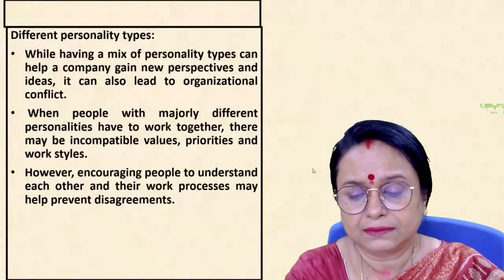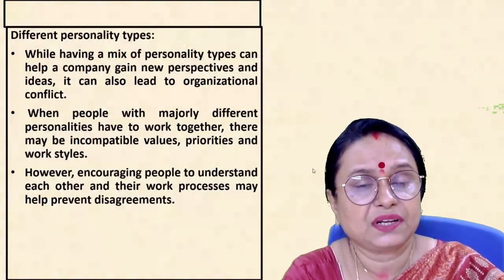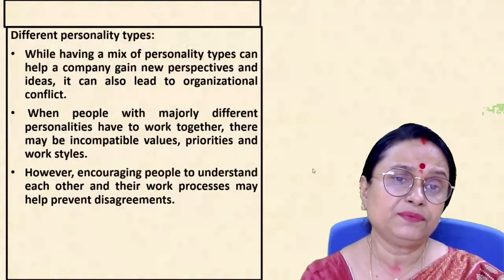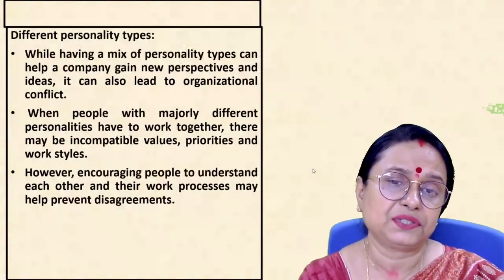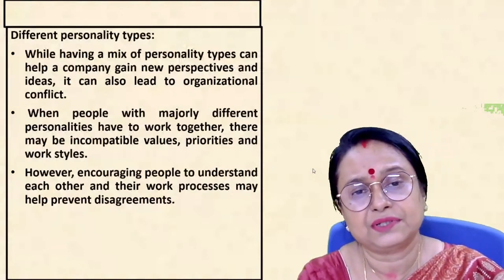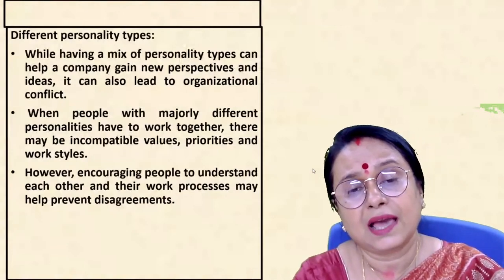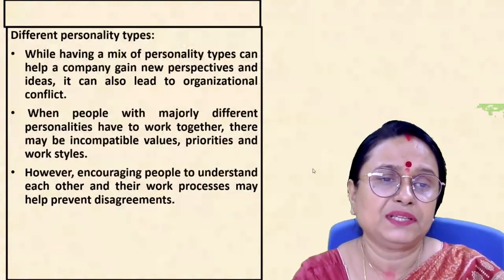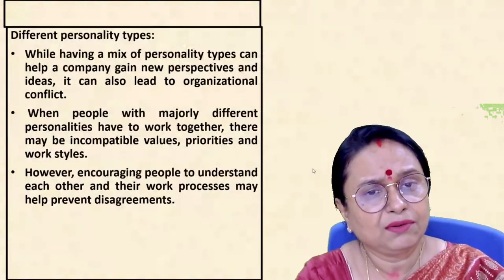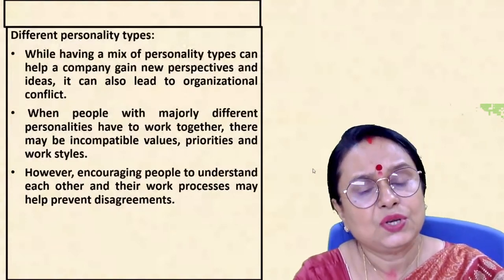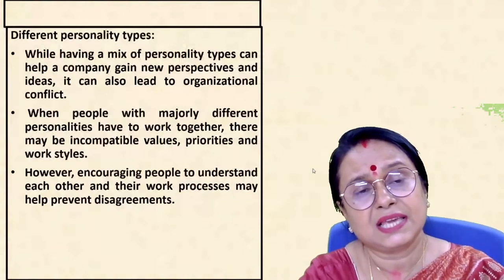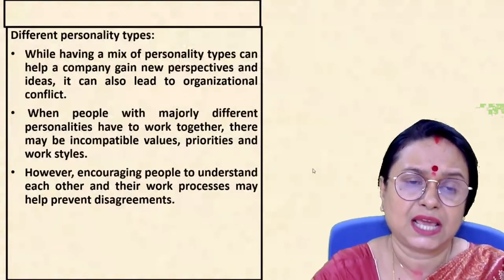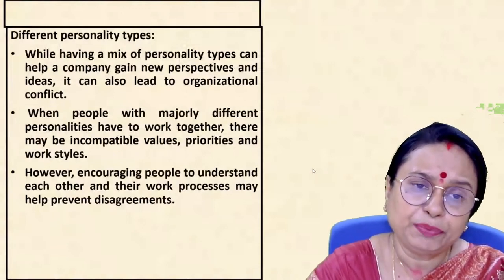Then another cause of organizational conflict is different personality types. So people with various backgrounds come together in an organization. They have their own value system. They have their own upbringing. They belong to different types of families. So they have their own style of living life. So everybody who has come to the workplace, they are already grown-ups and they have their set of mindset and values and ethics and opinion towards life.